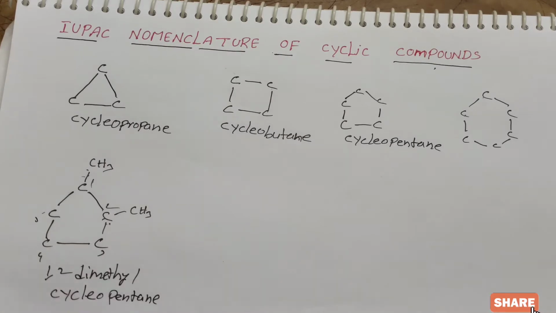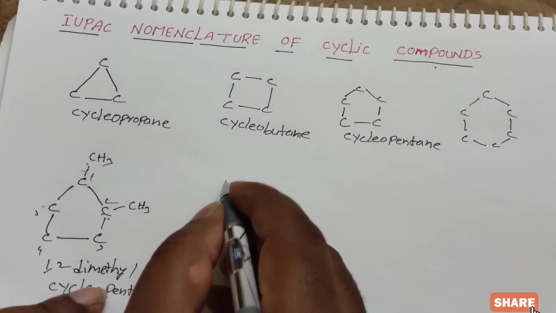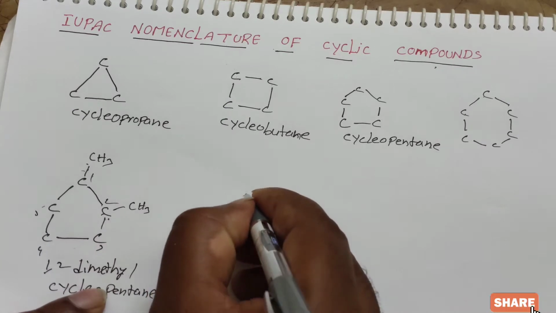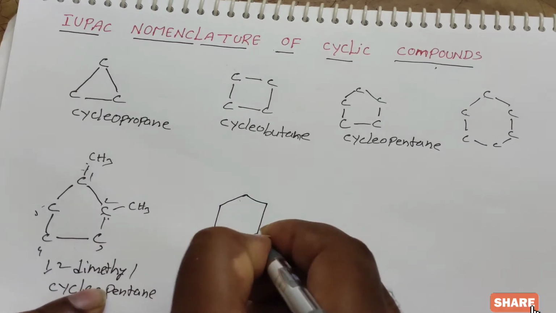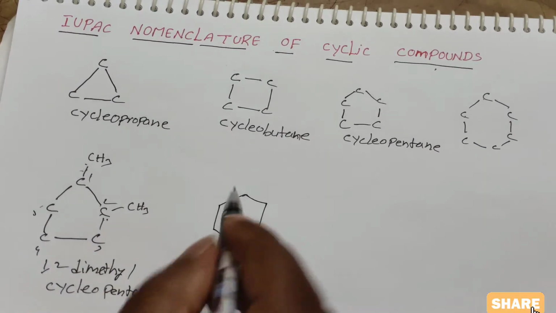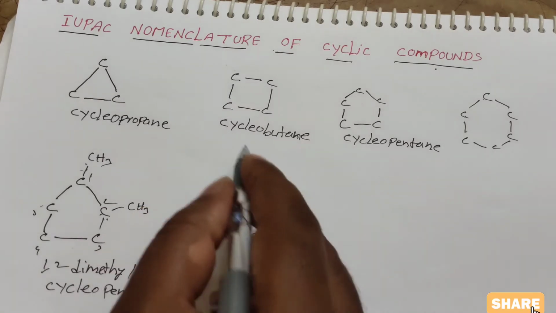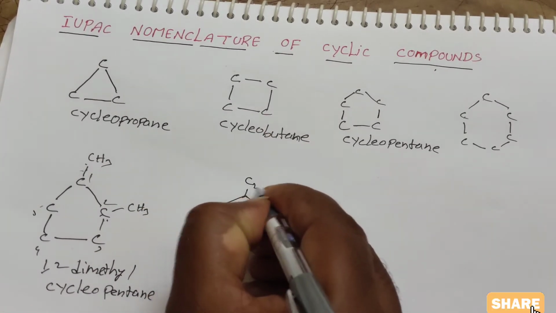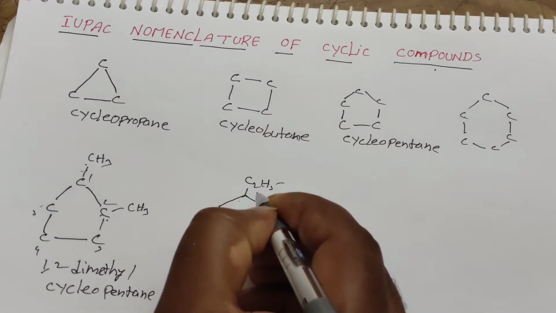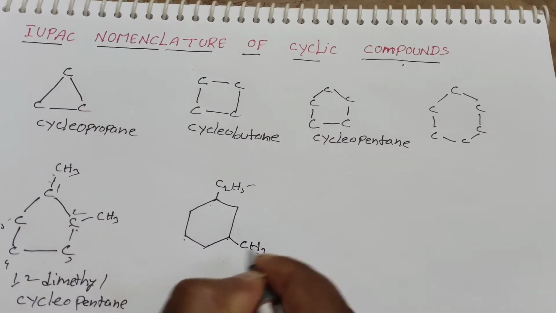Okay, students. Then next one. Here this time I am taking 6 carbons. Each curve may be a carbon, so there are 6 carbons, and here I am taking C2H5, that is the ethyl group, and here I am taking the methyl group, CH3.